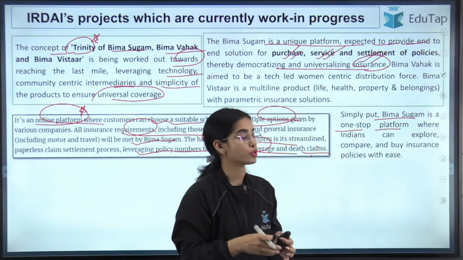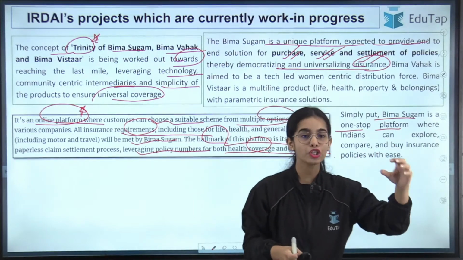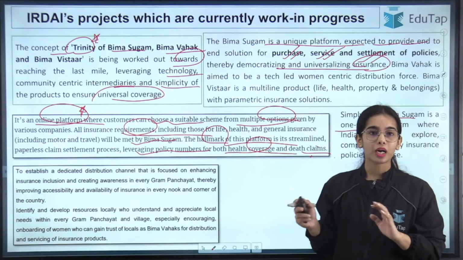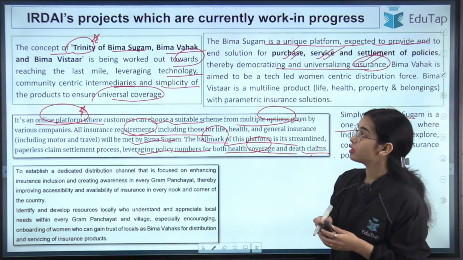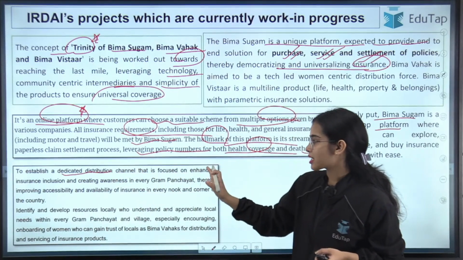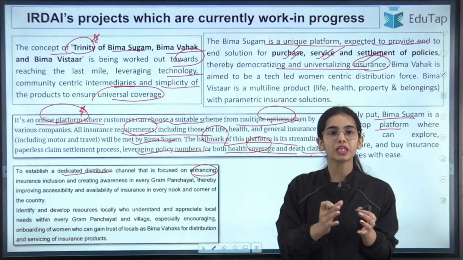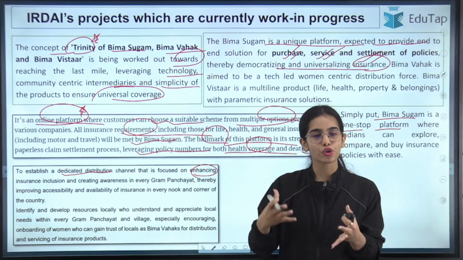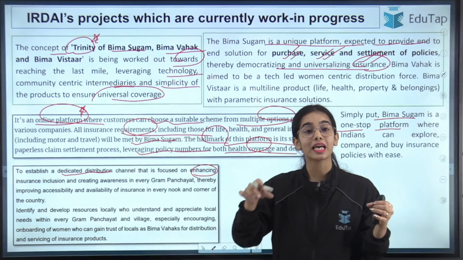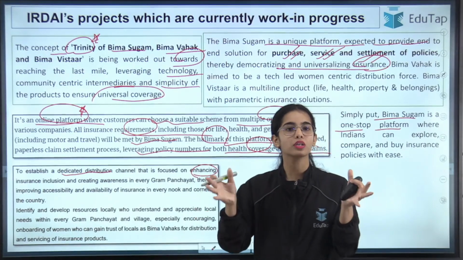It is a one-stop solution where Indians can explore, compare, buy insurance policies with ease, and they can also claim their settlements. Now coming to the next point, that is Bima Vahak. So to establish a dedicated distribution channel that is focused on enhancing insurance inclusion. So Bima Vahak is simply for promoting the insurance inclusion in the rural areas, in the backward areas, and using women agents for the promotion of insurance.